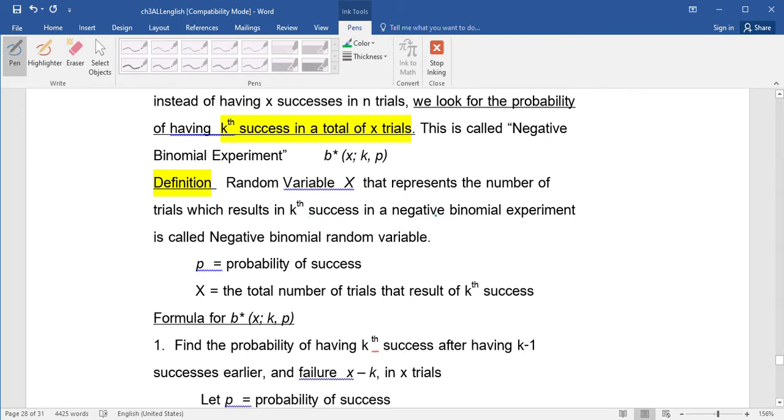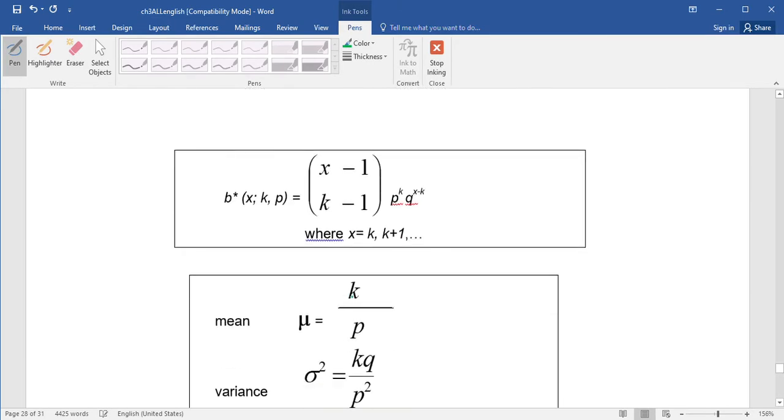Success in a negative binomial experiment is called a negative binomial random variable. And the formula for the probability is here: the probability that X equals x, or B star x, is x minus 1 choose k minus 1, p to the k, q to the x minus k, where x starts from k. X can be anything from k up until whatever.